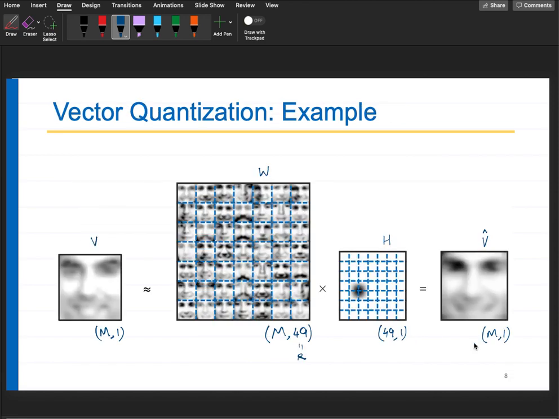Okay. So this is an example of vector quantization applied on images. So don't be confused by the image being of size n cross n something. Represent one image like one vector.